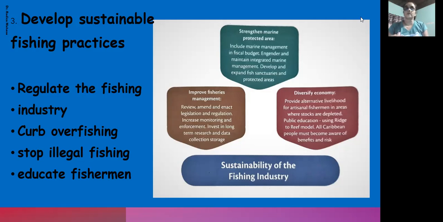All that comes from the government putting things in place to regulate the fishing industry. Okay, so when we're talking about developing sustainable practices, we need to note that once we have sustainable fishing practices, we will encourage the growth of corals and the sustainability of the coral reefs.